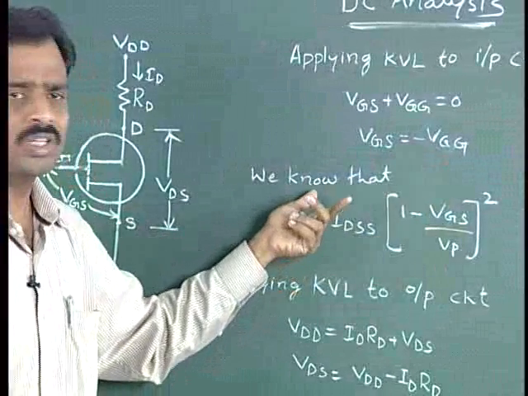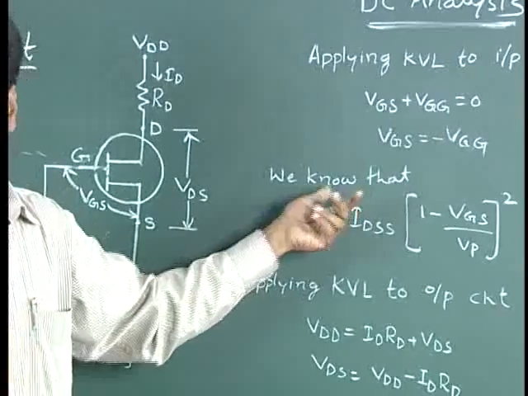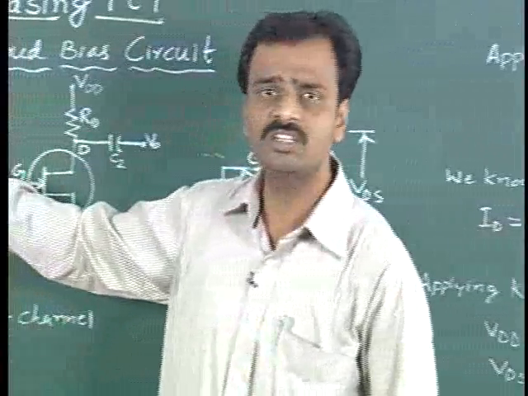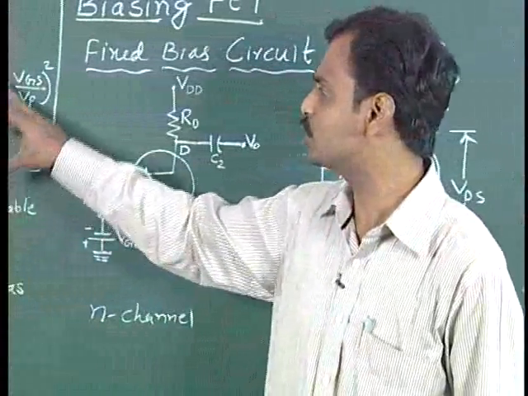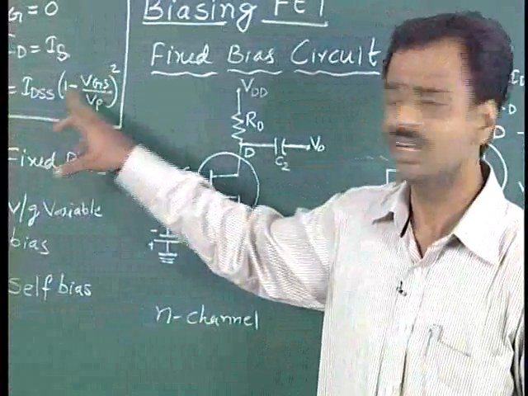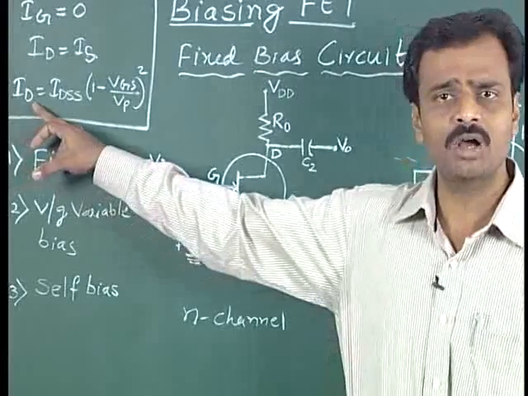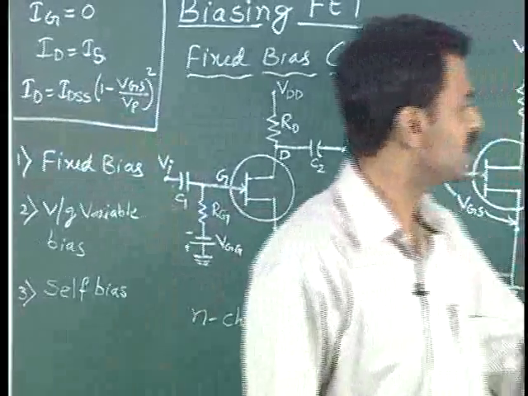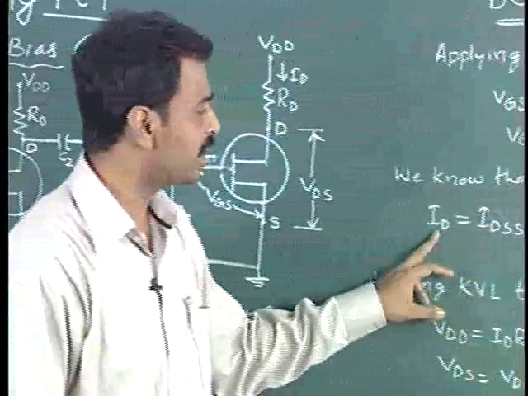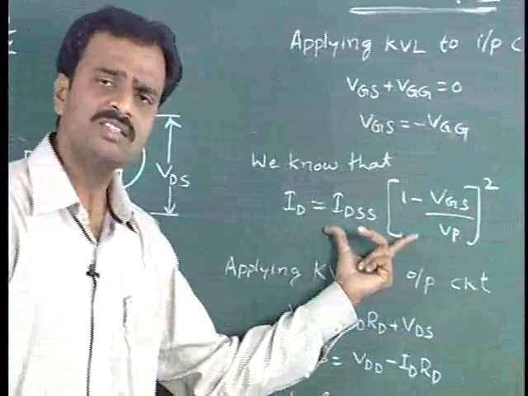VGS plus VGG equals 0, so obviously VGS will be equal to minus VGG. Now, as I have told, we have to approximate the following estimations. ID equals IDSS times (1 minus VGS by VP) whole square. It is the standard drain current flowing through the device during the operation of this FET, and the drain current is represented by the same expression here.